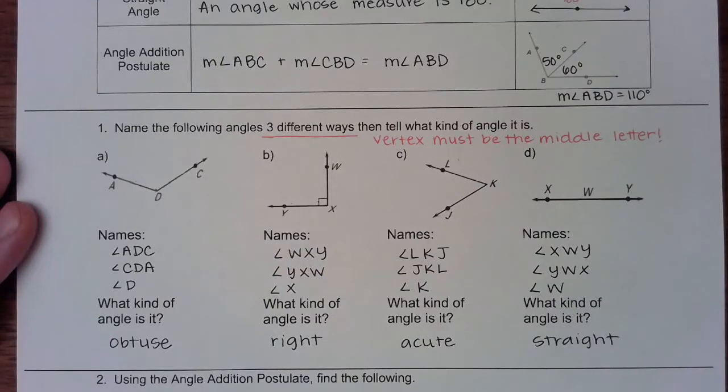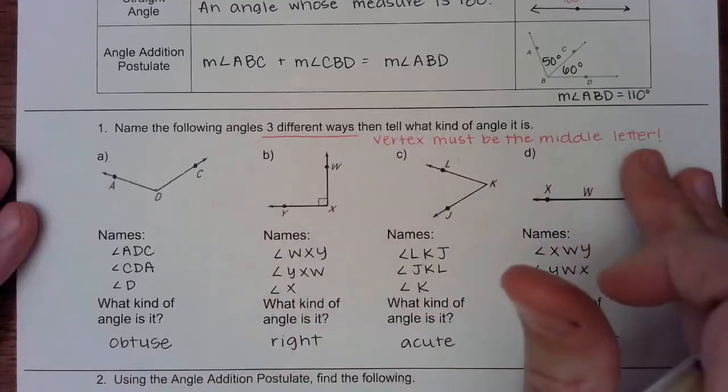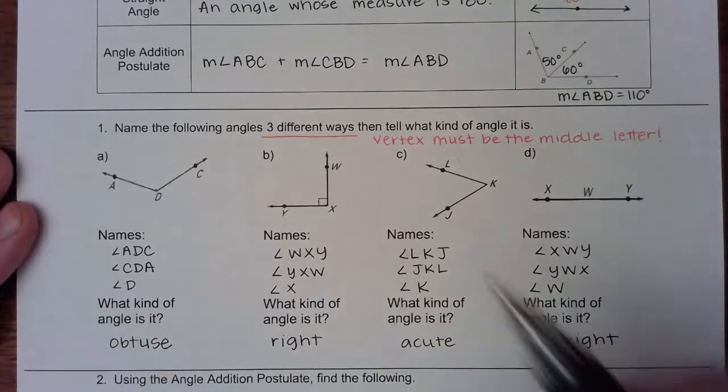So in the notes for today, we're going to start by practicing naming some angles, and then once we're done naming them, we'll practice solving for them. In example number 1, it wants us to name the following angle 3 different ways and then tell what kind of angle it is. Notice the note up there in top in red that says that the vertex has to be the middle letter. That's a rule for naming angles.